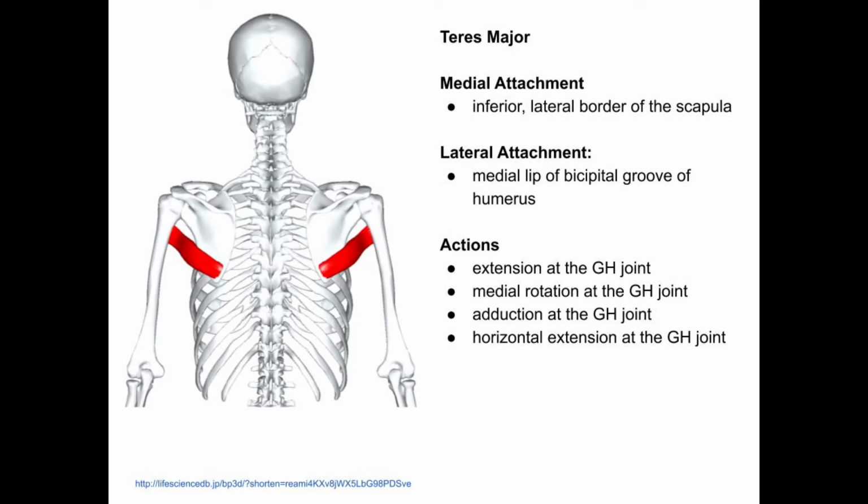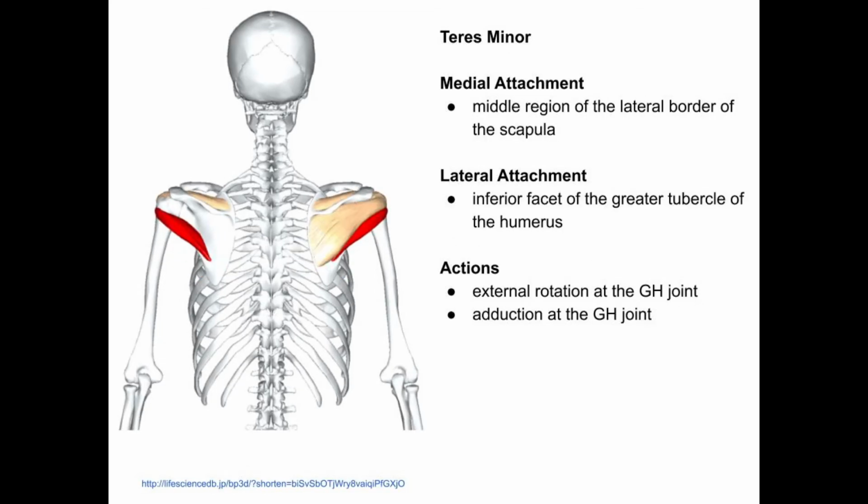So when the arm is first flexed to 90 degrees, teres major can contract and bring the arm away from the midline of the body in the transverse plane of the body, which is horizontal extension or horizontal abduction.